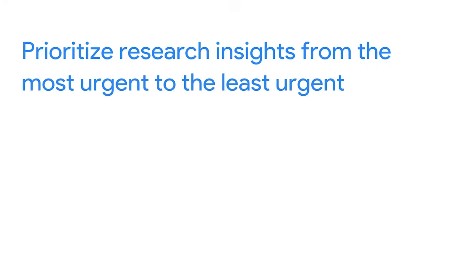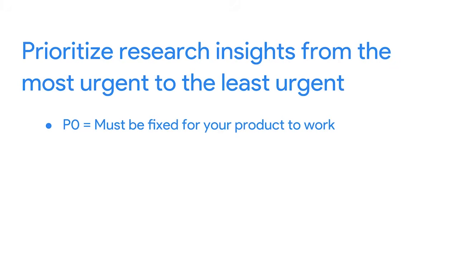There are a few insights that should be considered a priority 0 or P0, which means they must be fixed for your product to work. For example, were there any parts of the design that prevented the user from completing the main user flow? Or were there parts of your design where users felt tricked? This might indicate a deceptive pattern.